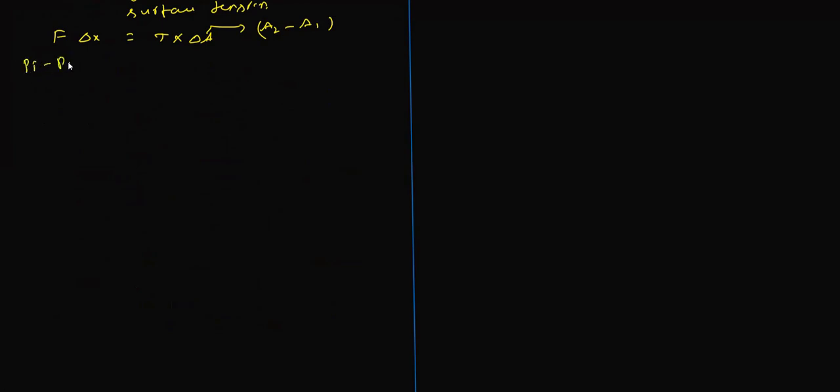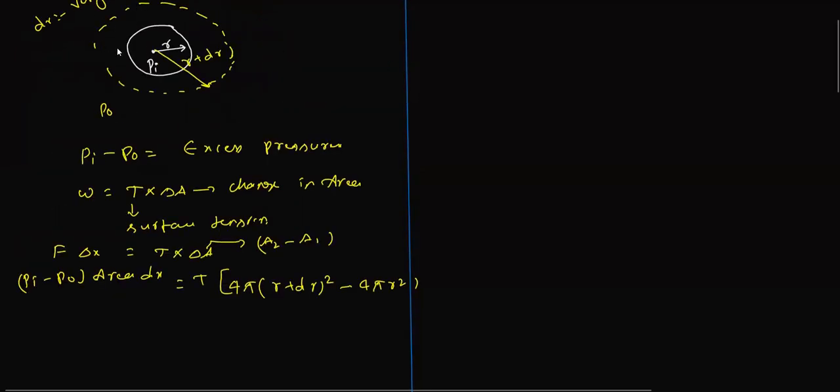Pi minus P naught into area into dx, at delta x, is equal to surface tension into the change in area. The area is 4 pi r square, but what is the r value? It is r plus dr for the outer one, minus the inside one, 4 pi r square. Observe here, r plus dr whole square, and this is r, r whole square we are writing.